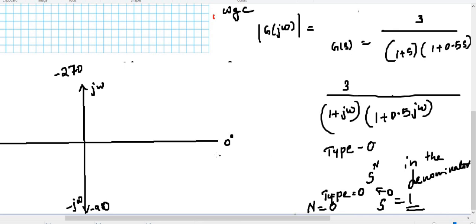The type 0 system's polar plot starts from here. When a system is type 0 and you draw the approximate polar plot, the polar plot starts here.